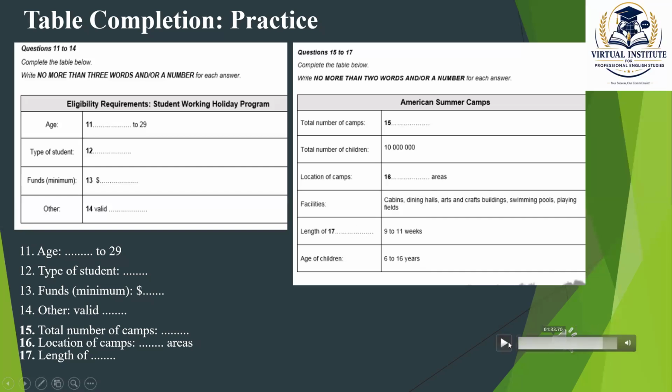Okay, let me replay it for you. There are cabins and dining halls, of course, and for creative pursuits there are arts and crafts buildings. And then there are the swimming pools and playing fields. Everything you could possibly want, basically. The camp season usually lasts between 9 and 11 weeks, and the campers are usually aged from. So what does it say? Length of camp season. Excellent. Yes, it is camp season, right?